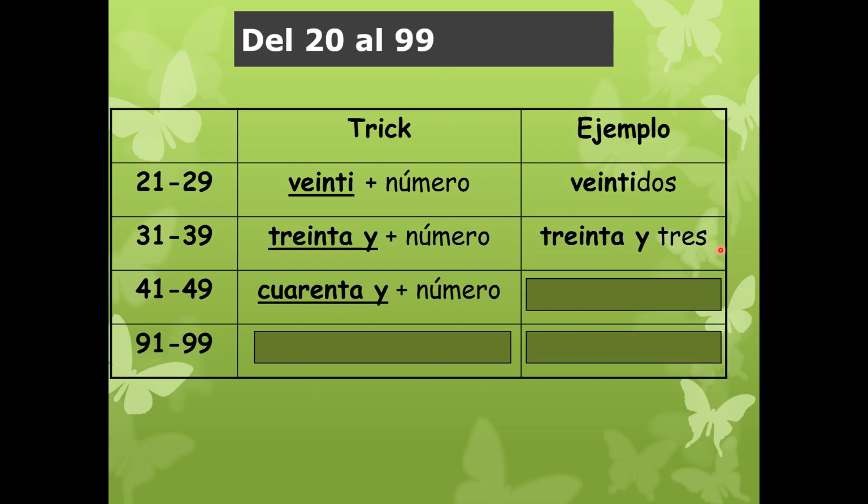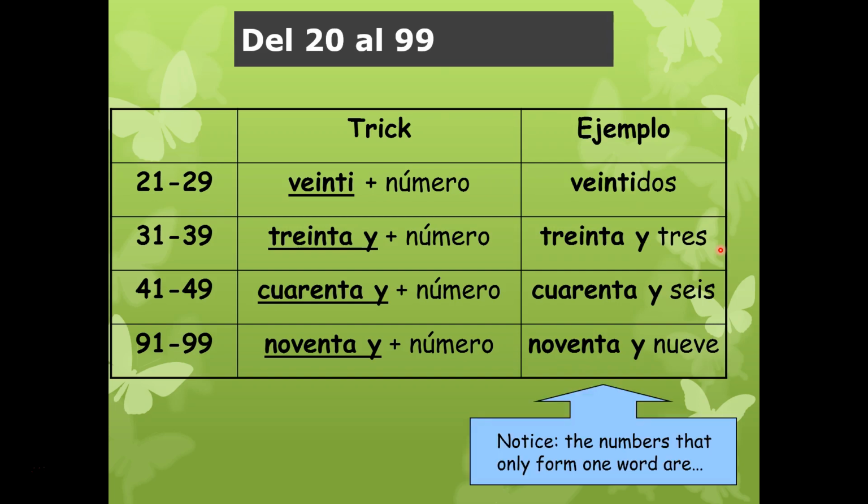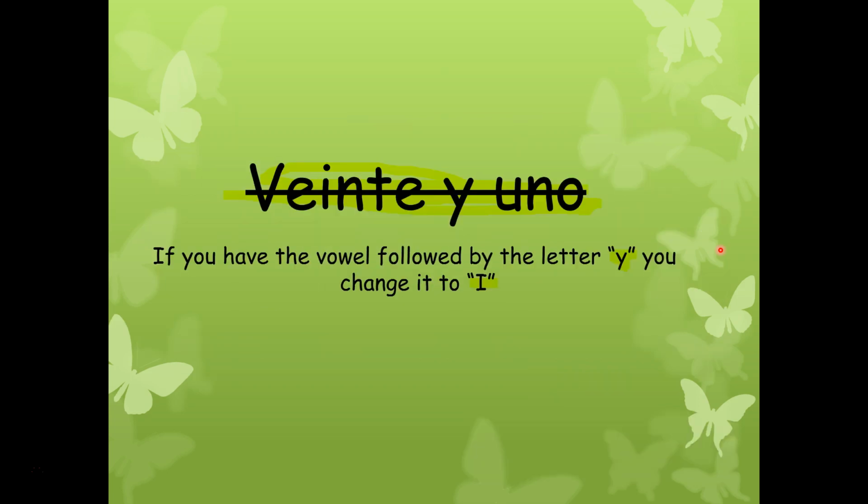Now we have 40 y más el número, plus the number: 46, which is, yes, 46. Then we have 90 y más el número, which is plus the number. We have 99. Muy bien. The numbers that only form one word are the ones for the 20s.